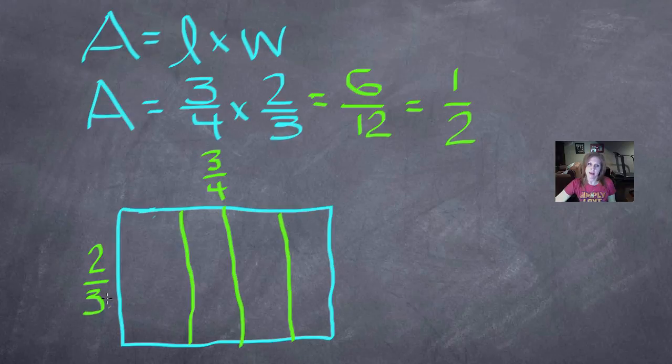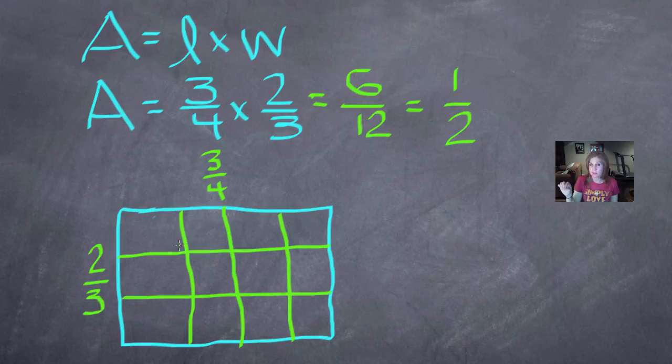And this side has a denominator of 3, so I'm going to divide this side length into 3 parts. I hope I can do a better job of making this kind of square. Now, these are squares, not lines. So when we do our answer, we have to answer in square miles instead of just miles, because we're not measuring the length of a line, we're measuring this square unit right here.